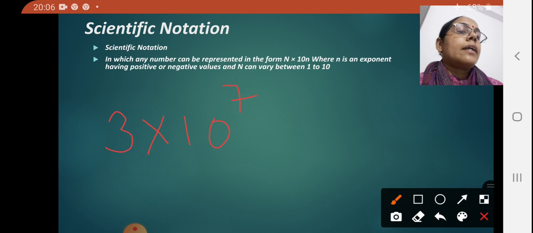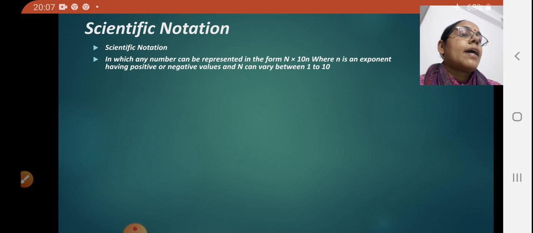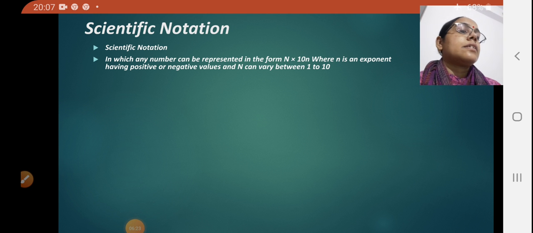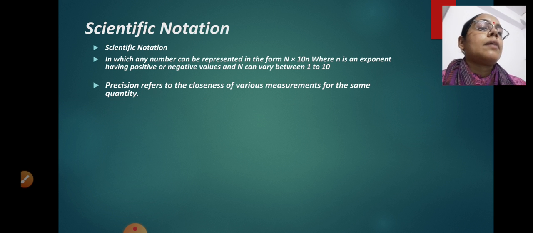Okay, and this n can have a positive value, it can have a negative value also, and the capital N can vary between 1 to 10. Now precision refers to the closeness of various measurements for the same quantity.